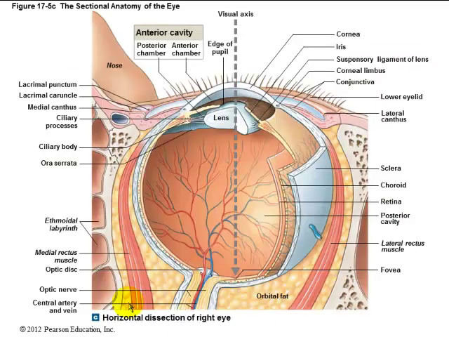In this view, let's get oriented. So here you can see that this is the medial portion of the skull. There's the nose. You're looking down at it, so this is a right eye. This is the medial rectus muscle. This is the lateral rectus muscle.